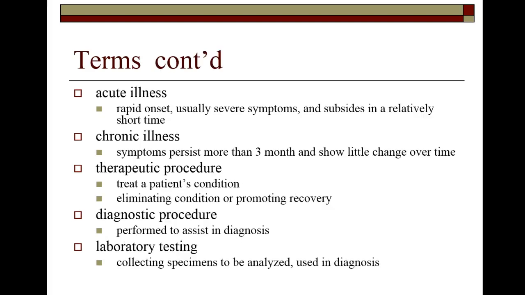Acute versus chronic illness. Acute generally has a rapid onset. It has more severe symptoms, and then it will only last a short period of time. On the other hand, a chronic illness may last for a longer time, or a lot of times it comes and it goes, it quiets down for a while and it comes back, but it is generally always there.